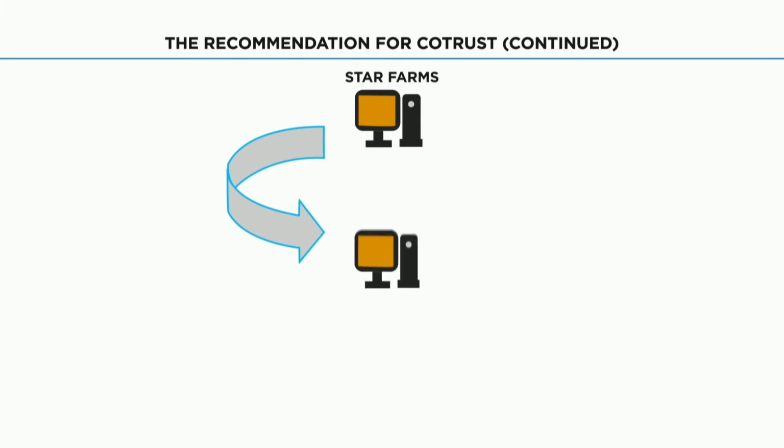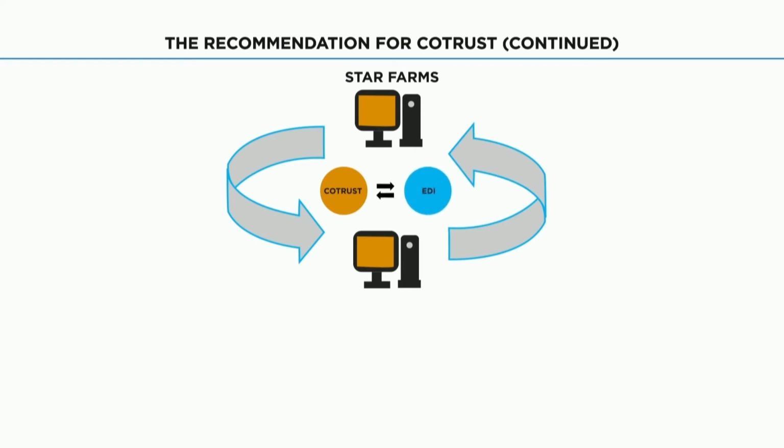CoTrust can translate EDI messages to blockchain transactions. Star Farms is easily able to configure its EDI translator to support EDI requirements for CoTrust for all but one of the needed message types. Star Farms engages HCL to configure CoTrust to support Star Farms' version of that message type. HCL installs the CoTrust secure client inside of Star Farms' firewall to ensure end-to-end security.